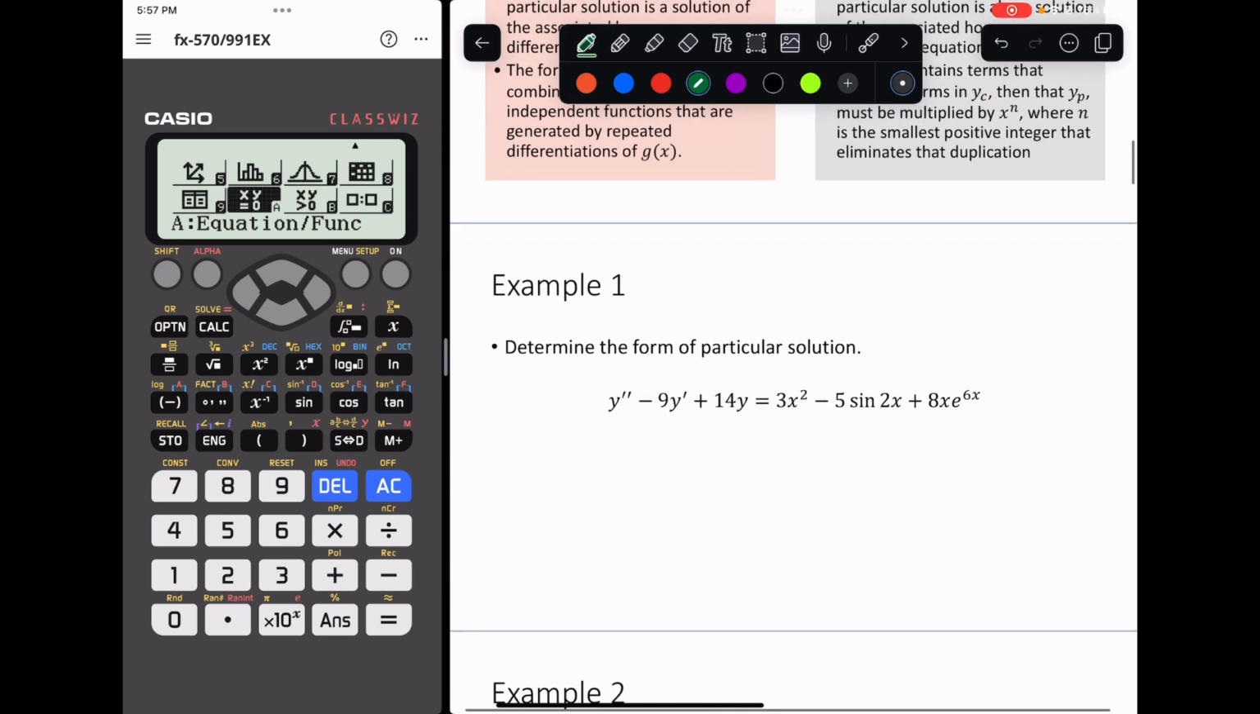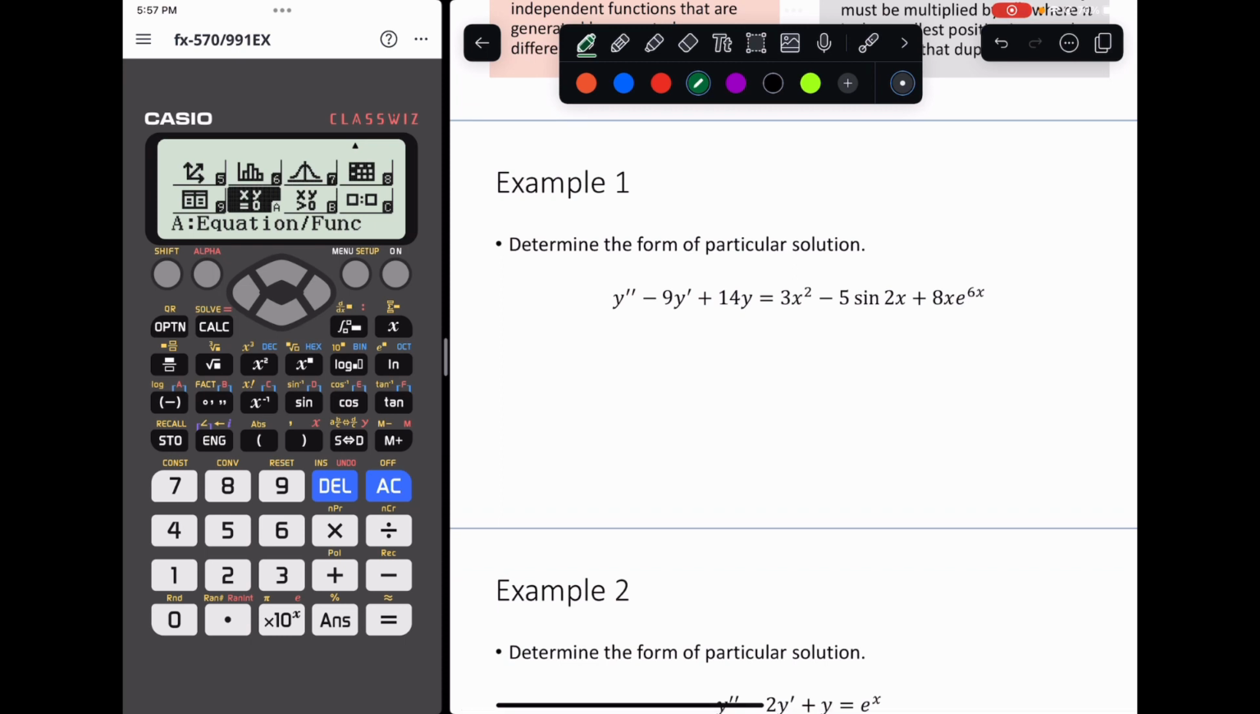So let's proceed with our first example. For our first example, determine the form of the particular solution. So we have y double prime minus 9y prime plus 14y is equal to 3x squared minus 5 sine 2x plus 8x e raised to 6x. So again, our task is just to find the form of the particular solution, so we're not even being asked what the general solution is. We just need to classify whether that is case 1 or case 2.